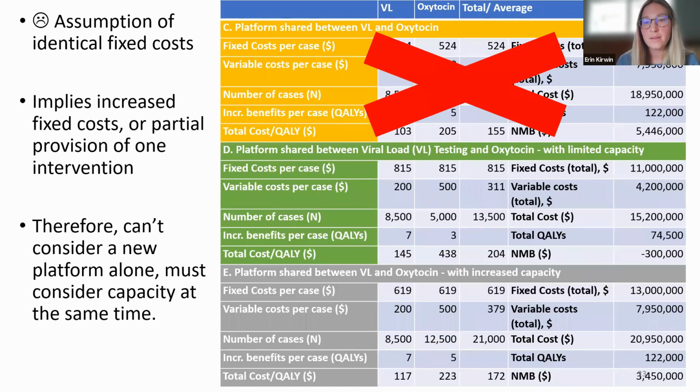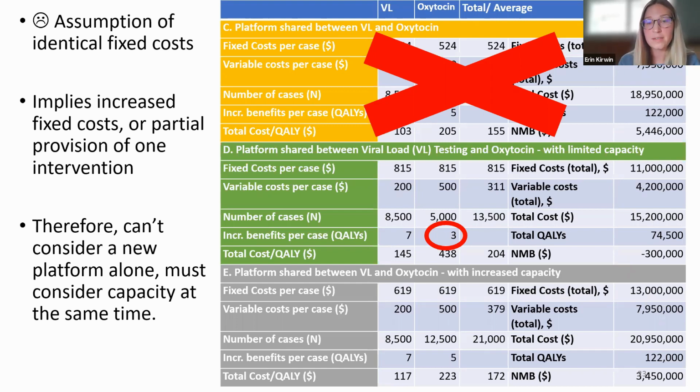So instead, let's consider the case, which I present as option D right here, that the new platform could not support full implementation of the oxytocin intervention, and that only the most accessible 5,000 patients could be reached without increasing the fixed costs, and that each of these patients have an average incremental net benefit of 3 qualities. So in this case, with a more realistic scale assumption, the net monetary benefit is negative, which you see right here, and it's not nearly as cost effective as before.